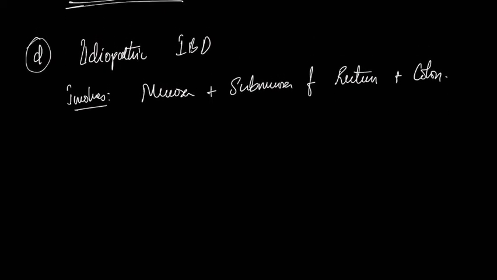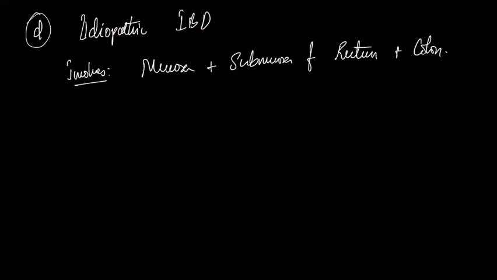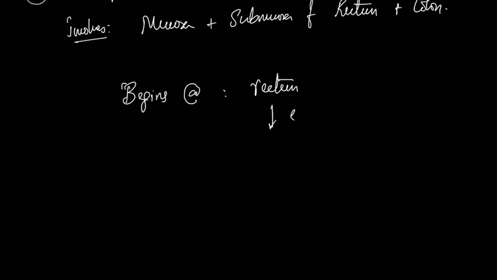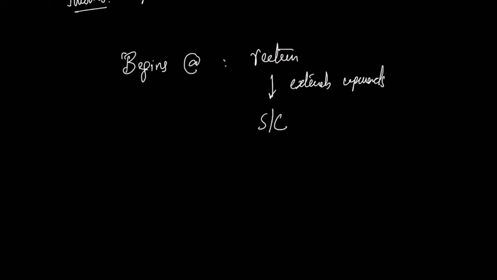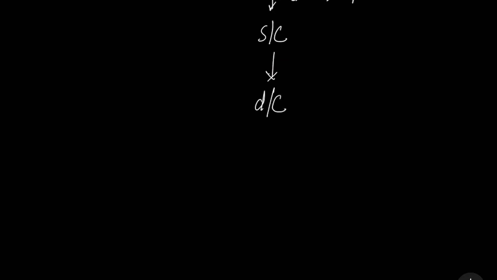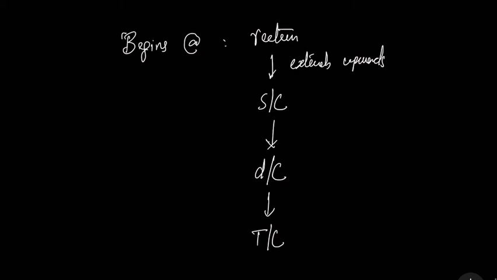Now let's study how this ulcerative colitis begins. It begins at the rectum, and then it extends upwards. It goes up into the sigmoid colon, and from the sigmoid colon it extends upward to the descending colon, and from there the transverse colon. So what do you see here? This has an upward pattern.